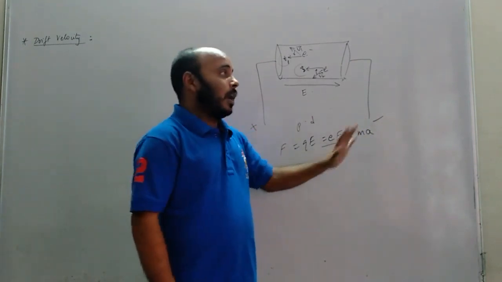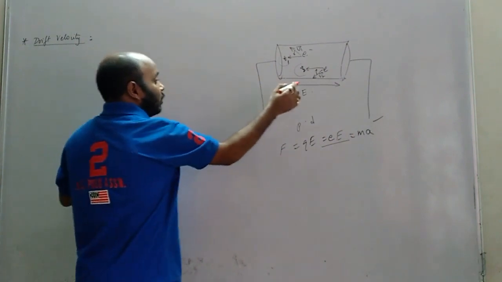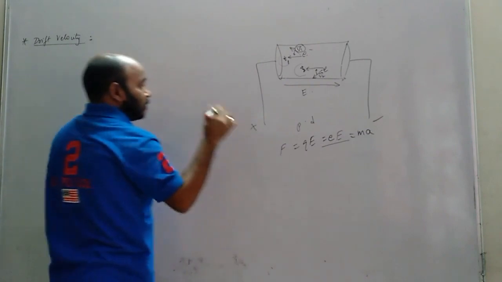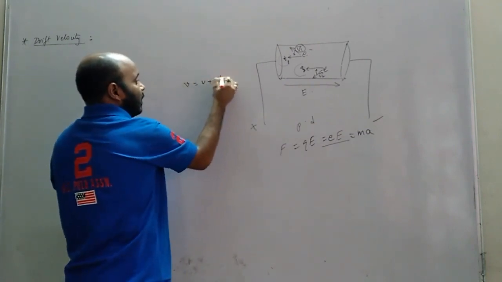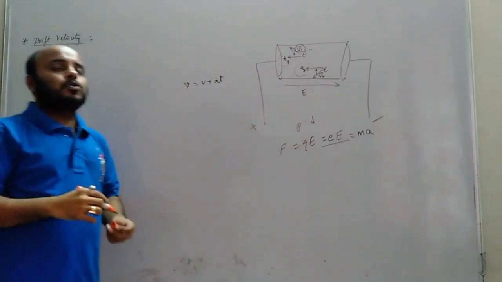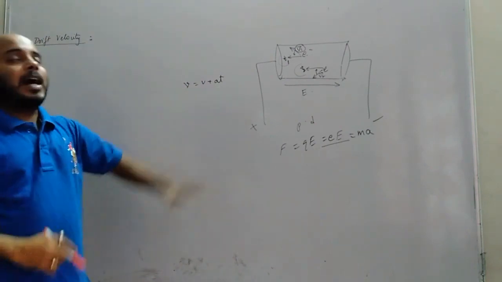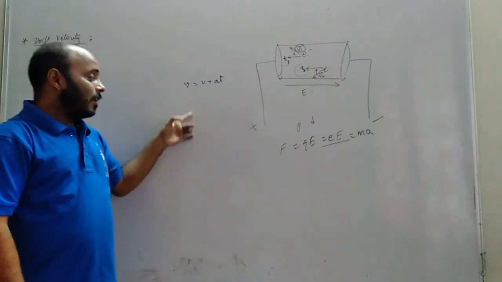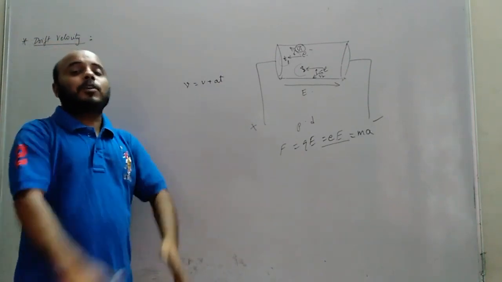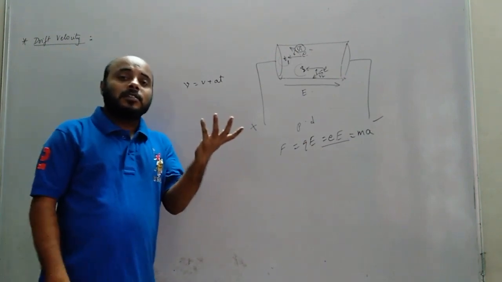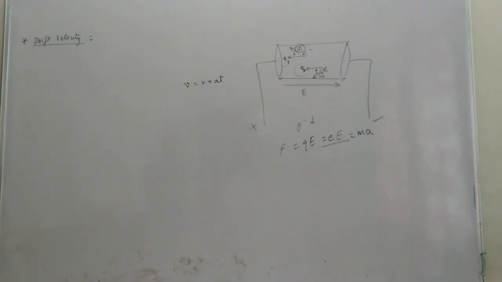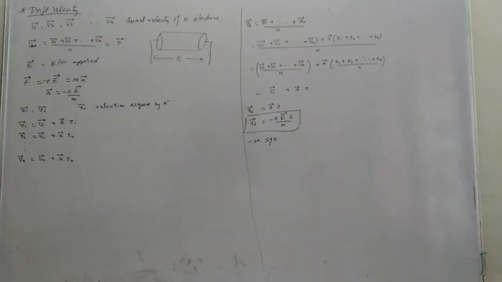Now we know the initial velocity, we know the acceleration, so we can calculate the final velocity of the electrons. v = u + at. We use this formula and we get the final velocities of all the electrons. After getting the final velocities of all the electrons, if we take the average of all the velocities, that is called drift velocity. So let's do the derivation now.